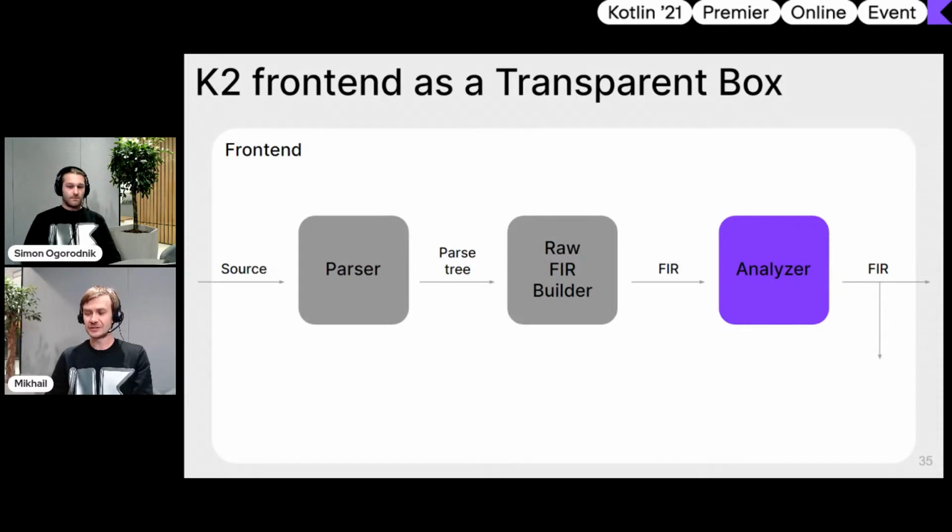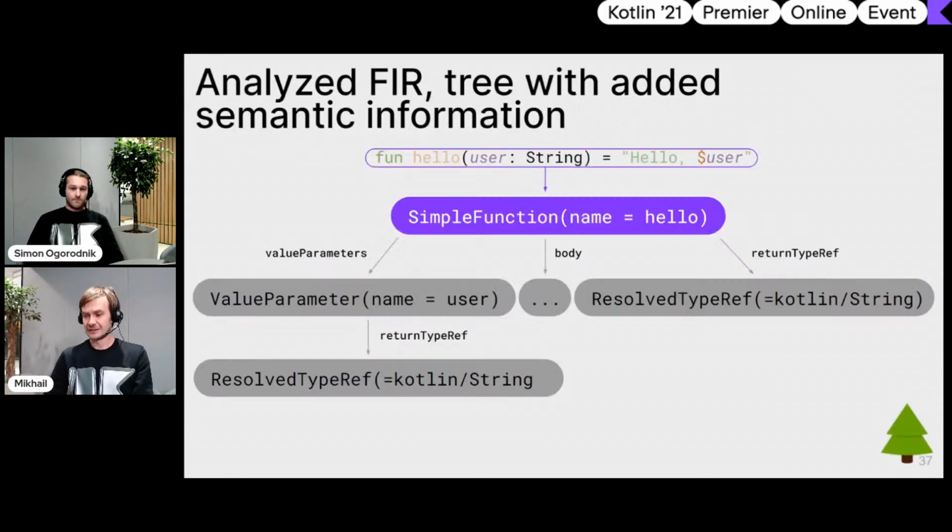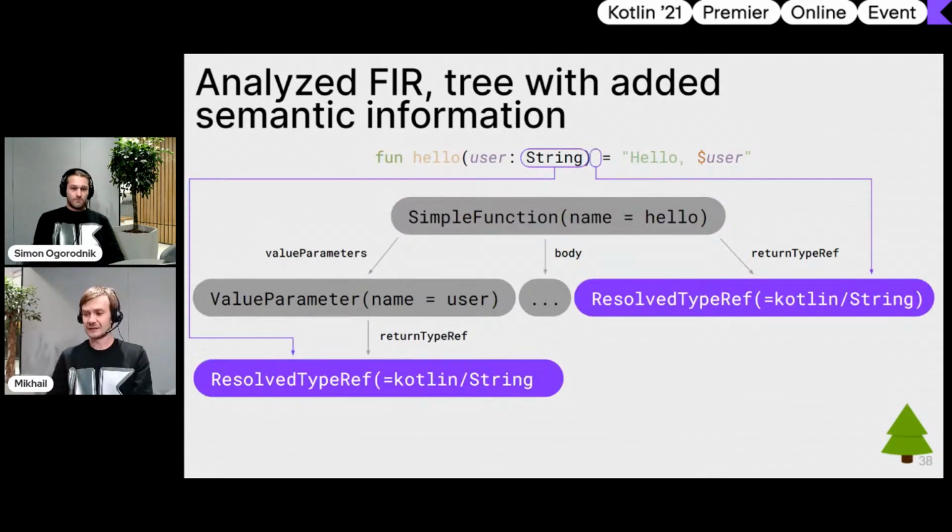After front-end IR is built, the analyzer runs. This component modifies front-end IR by adding some semantic information. Some examples. Here we have some type references resolved. All type references should be resolved during analysis. For example, the value parameter type is resolved to Kotlin string. The function return type is also inferred to Kotlin string.